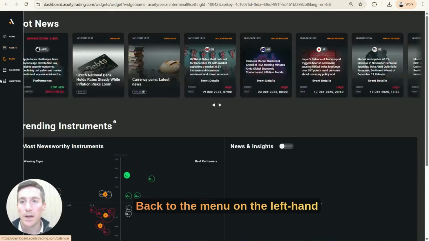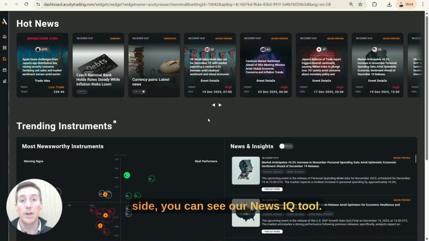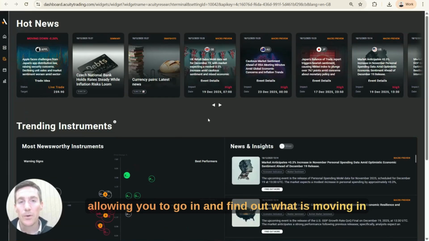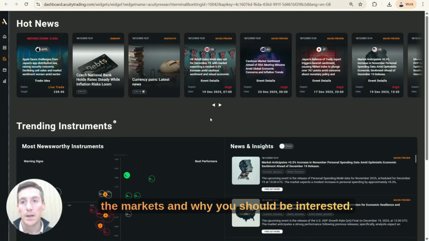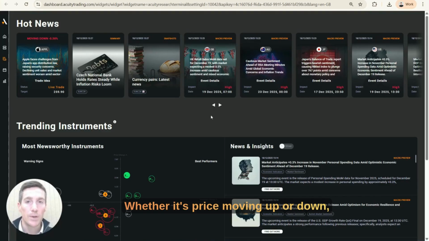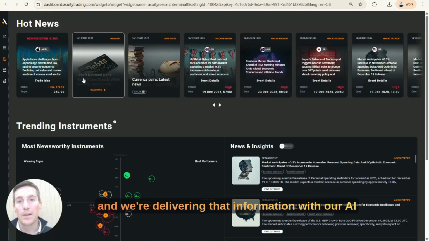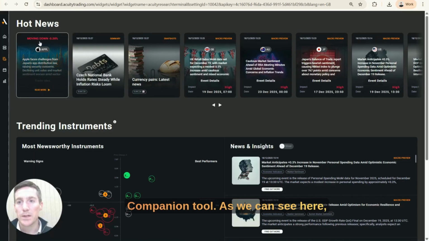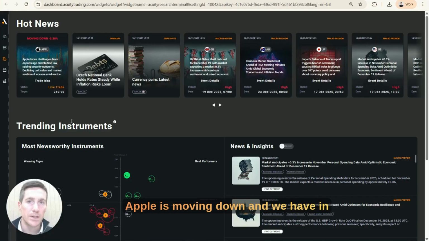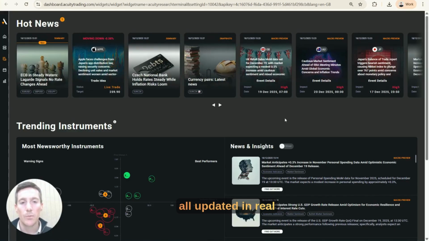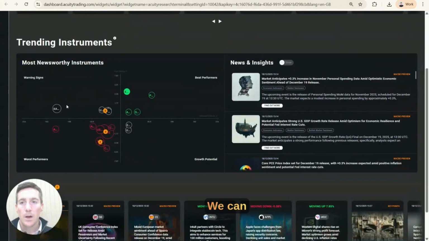Back to the menu on the left-hand side, you can see our News IQ tool. Again, a tool for inspiration, allowing you to go in and find out what is moving in the markets and why you should be interested. Whether it's price moving up or down, we all want to know why that is, and we're delivering that information with our AI companion tool. As we can see here, Apple is moving down, and we have in 2 sentences described why that price is moving, all updated in real time within the terminal.